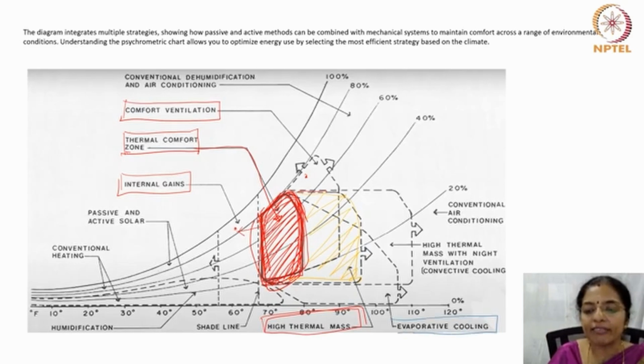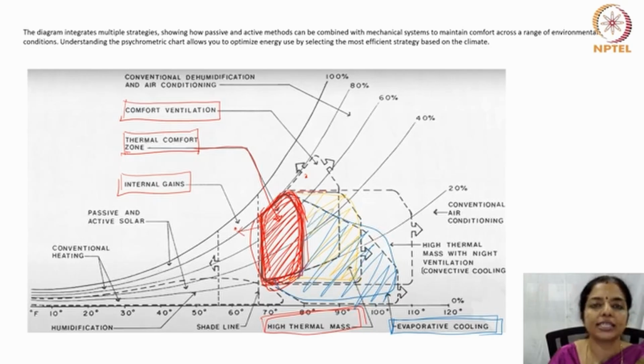Next is evaporative cooling. So, if the condition lie in this boundary, then evaporative cooling can be a good strategy. This technique lowers air temperature by evaporating water into the air, which is effective in hot and dry climate. The chart shows its cooling potential as temperature rises.